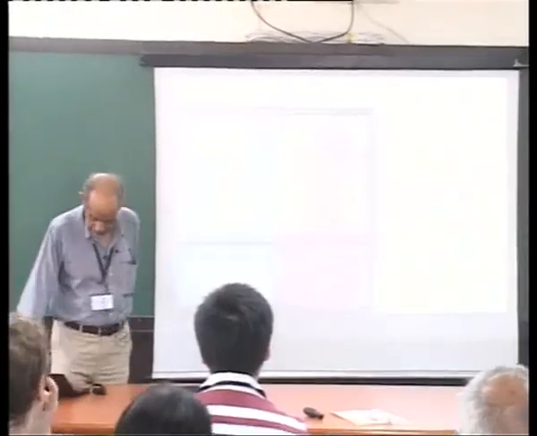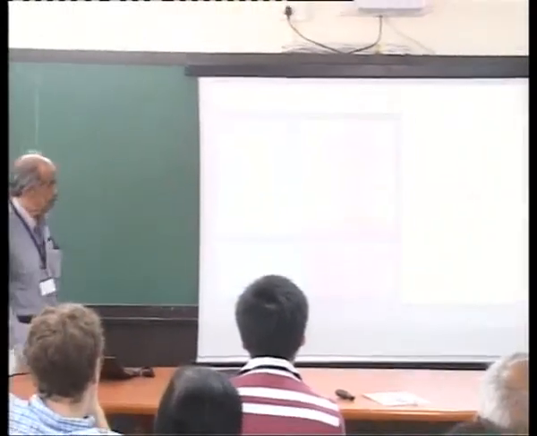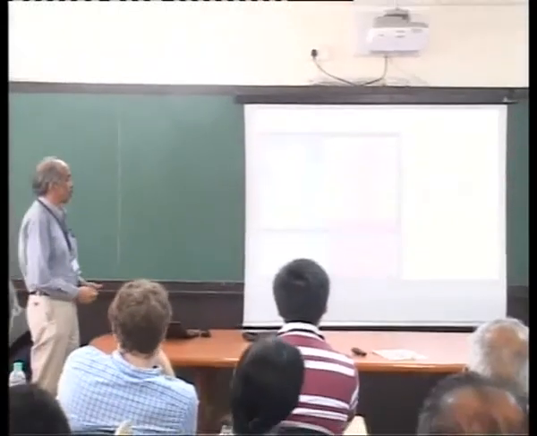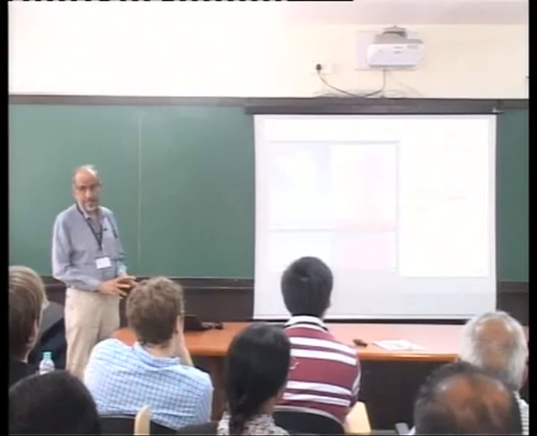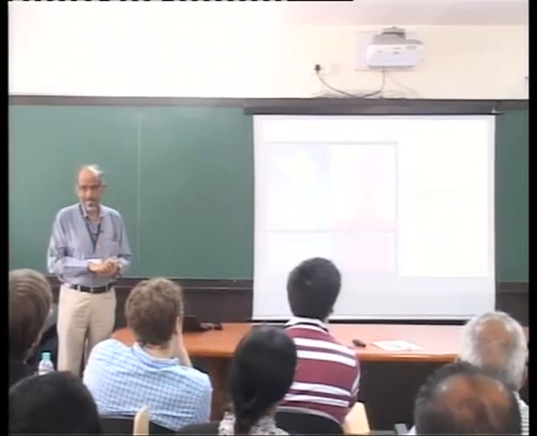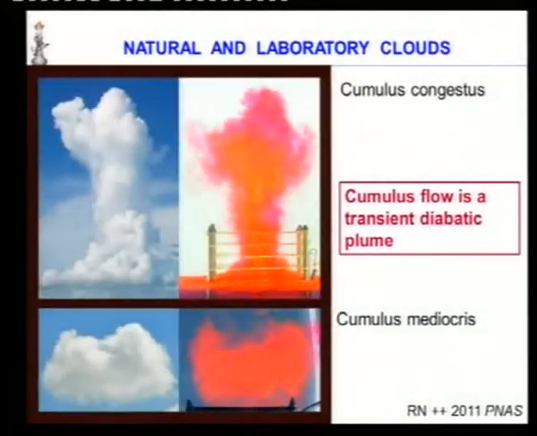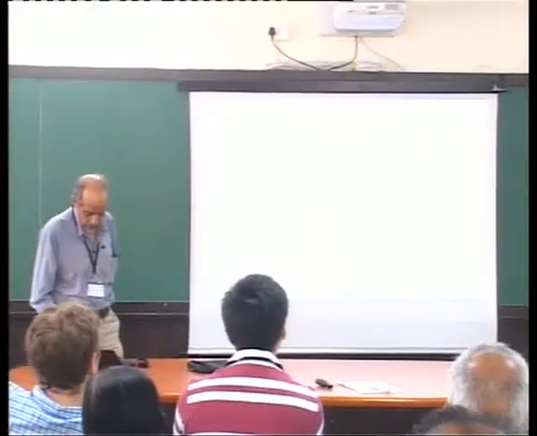Now, the key finding here after these experiments, for me, is summarized by that statement, that the cumulus flow is a transient diabatic plume. Transient because it has a finite lifetime, most of them. Diabatic because you have to put heat into it. And it is a plume. Now, after having looked at these pictures and done all this work, it seems obvious, but it is actually not obvious when we started at all.